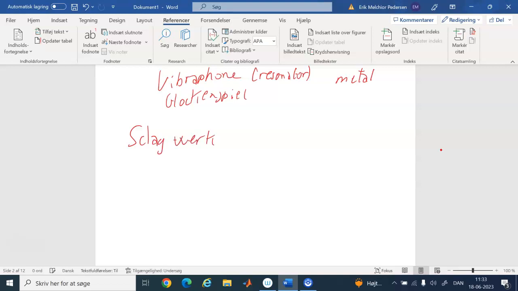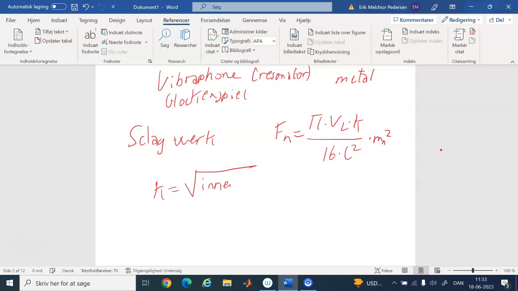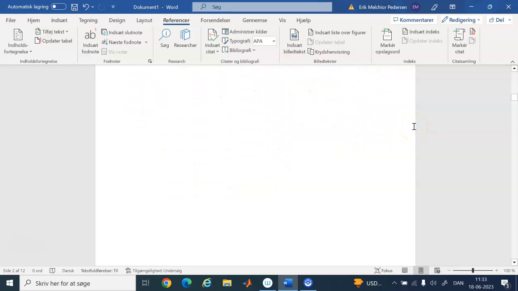But then we have P times VL times, instead of thickness, K, which is about M N second, and the modes have some other numbers. K is, I think, the square root of inner plus outer radius. Okay.